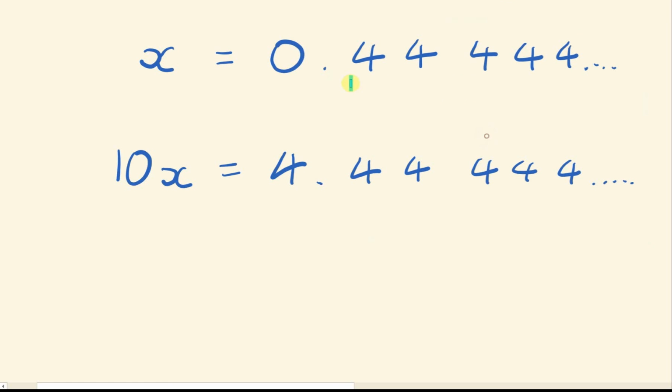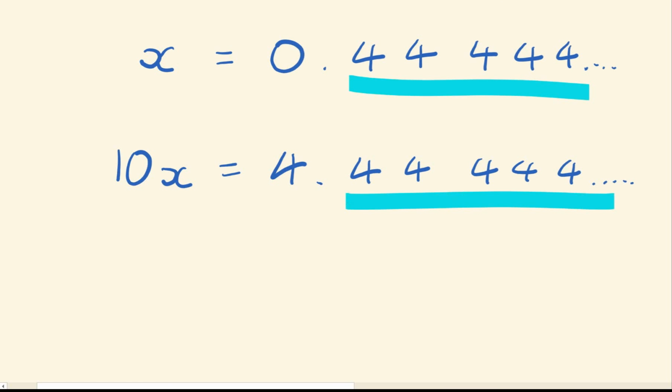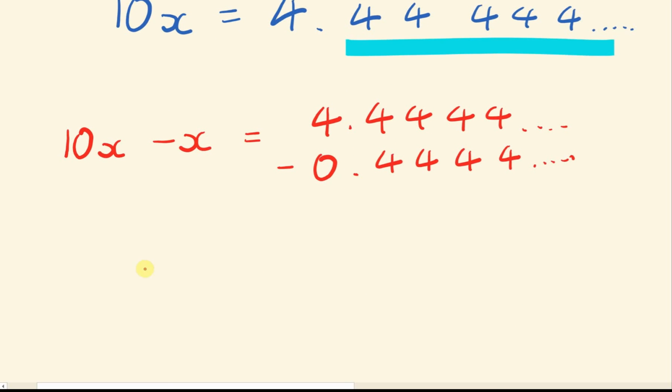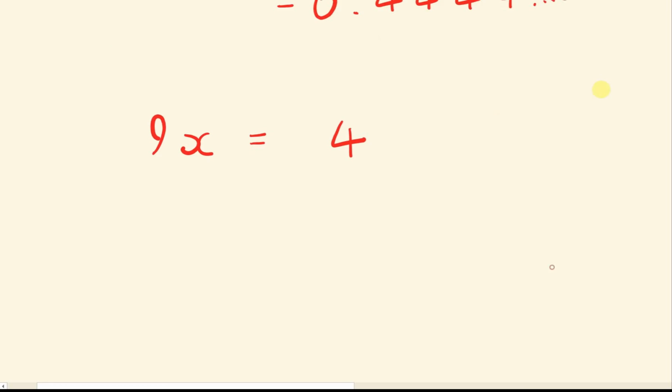What this means is, because these are the same after the point, I can take these two things away. And if I take these two things away, all those 0.4s are going to cancel out. So I do 10x minus x. That is going to be 4.4 recurring minus 0.4 recurring. So this is why you always want to have the exact same thing after the decimal point, because then they will cancel out. Just simplifying this down, 10x minus x is just 9x. And all the 0.4s cancel out, so I'm left with 9x equals 4.